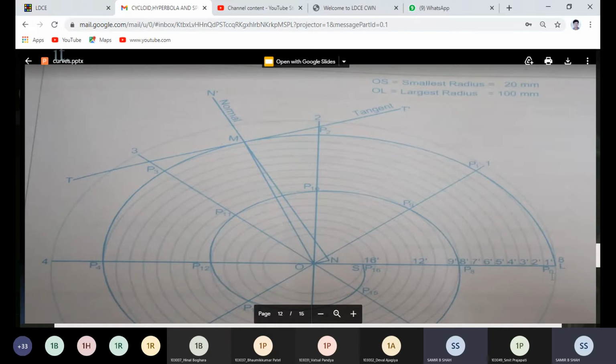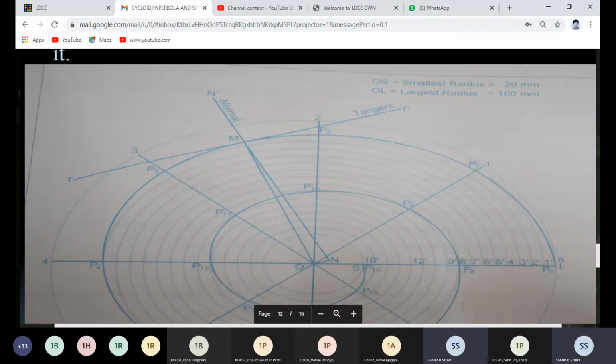The difference in the length is 80 mm, and the corresponding angle, here two revolutions, so 360 into 2, it may be 720 degree. And if we want to convert to radian, for 2 revolutions it is 2 pi into 2, which means 4 pi, right? 4 pi for the 2 revolutions and the angle is 720 degree.